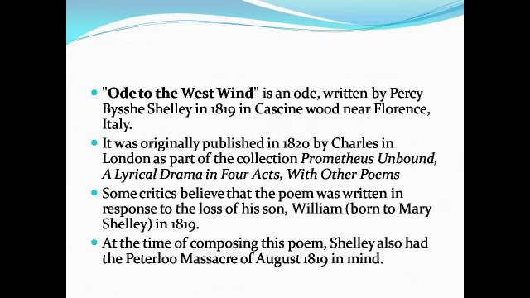Ode to the West Wind is an ode written by P.B. Shelley in 1819 in Cascine Wood near Florence, Italy. It was originally published in 1820 by Charles Ollier in London as part of the collection Prometheus Unbound, a lyrical drama in 4 acts with other poems.